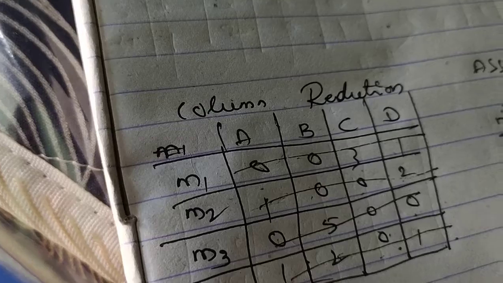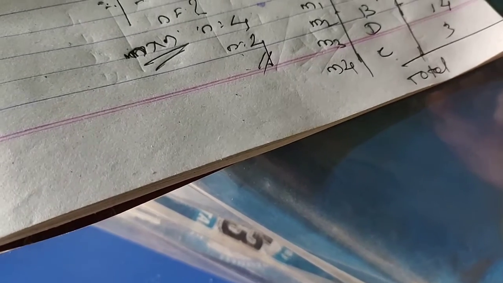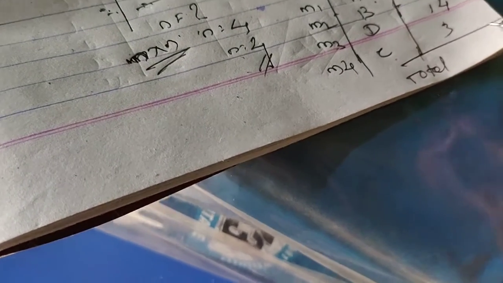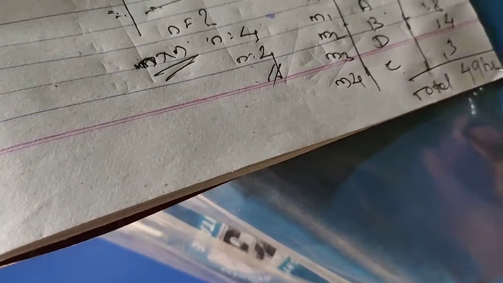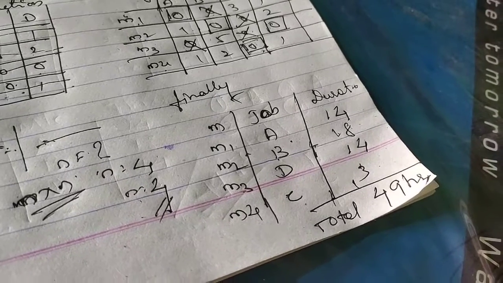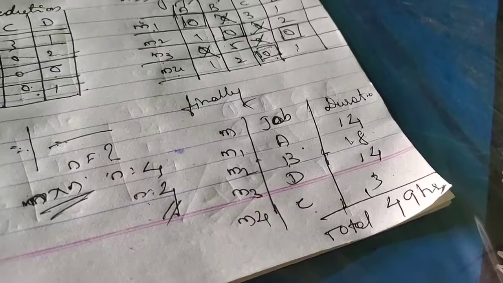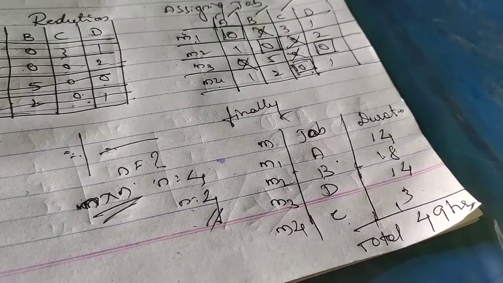Okay, the total duration: 14 plus 18 plus 14 plus 3 is 49 hours. The total work consumption from all the machines and all the jobs is 49 hours, and this is the least time to manufacture all the jobs.